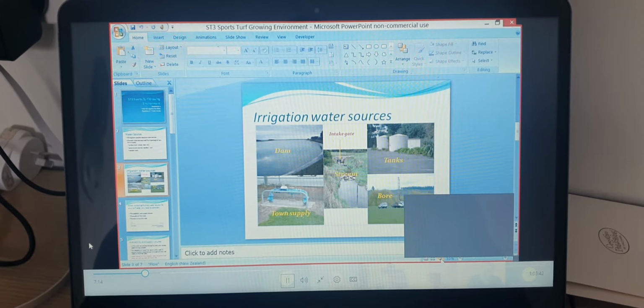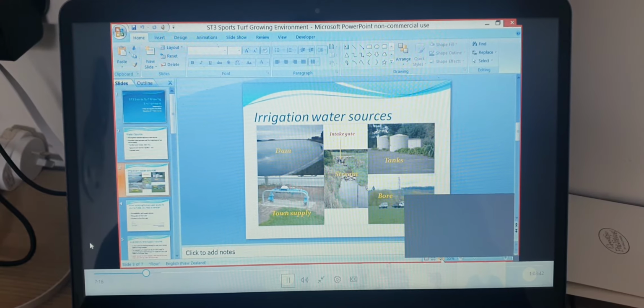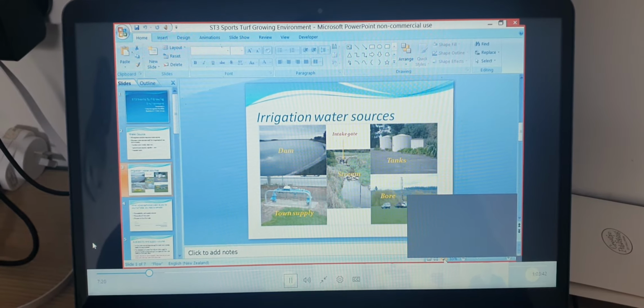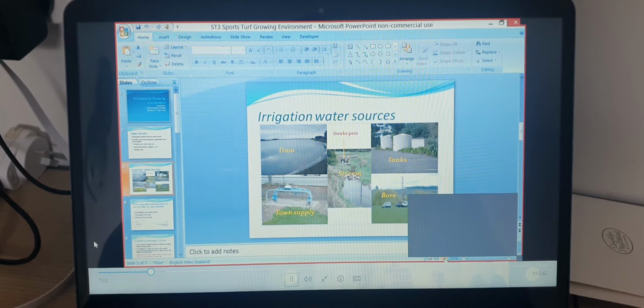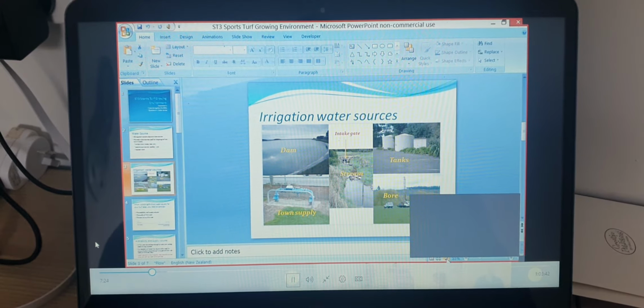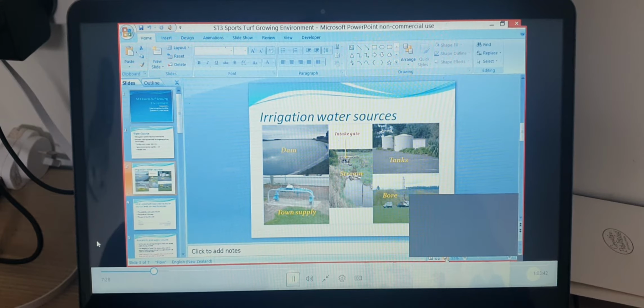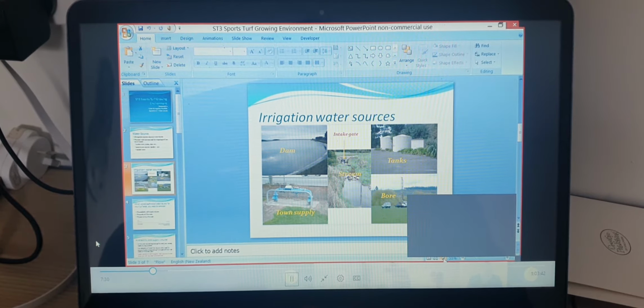So some photographs of water sources. Going from the left clockwise, we have dams or ponds. Streams can also be used. Tanks, boreholes or aquifers, and then obviously your town supply.